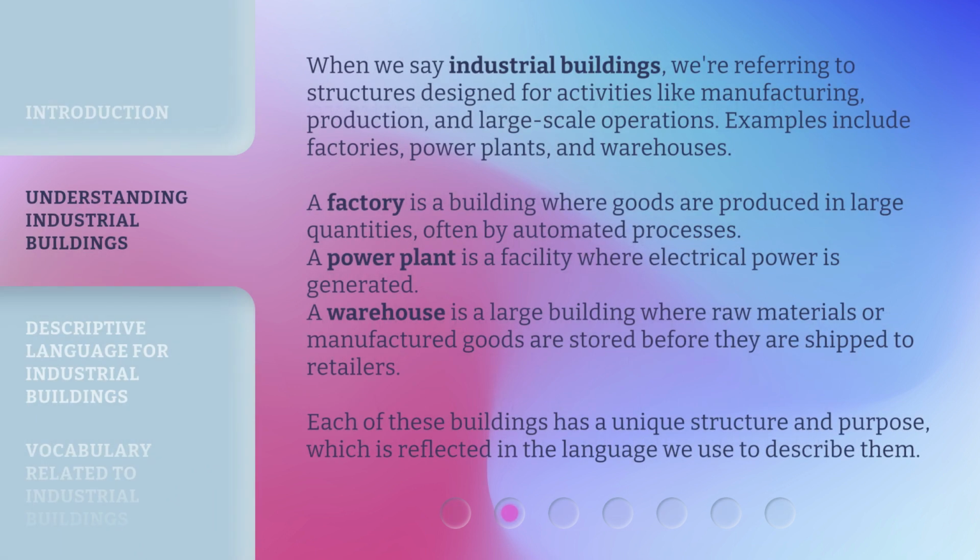When we say industrial buildings, we're referring to structures designed for activities like manufacturing, production, and large-scale operations. Examples include factories, power plants, and warehouses.